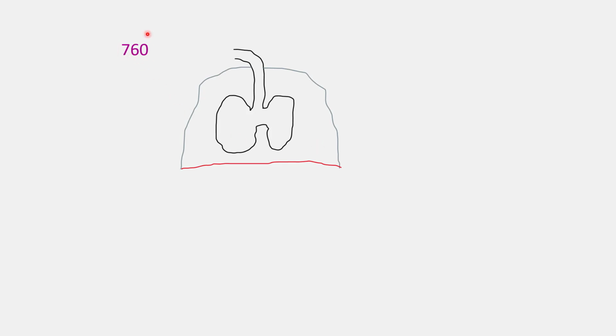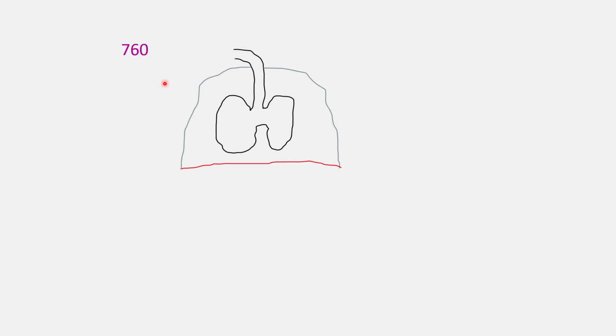Now out here, this is the atmosphere. This is 760. I have not written the units because it's going to get crowded in a little bit, but just know we should write 760 mmHg, millimeters of mercury. This is atmospheric pressure at sea level. Now what we're going to do is look at how breathing occurs.